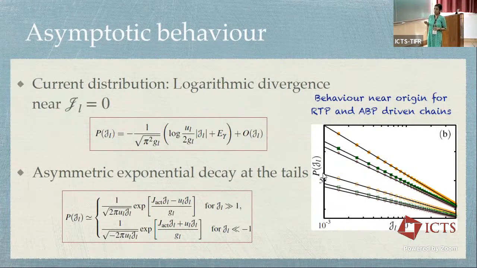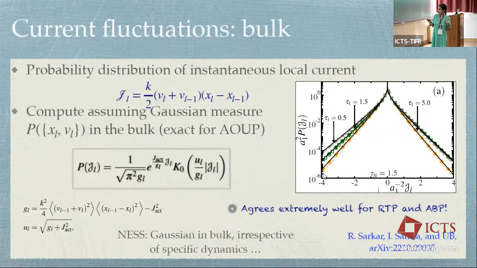And then there is an asymmetric exponential decay at the tail. It has to be asymmetric because there is an average current flowing through the system, so the distribution of current cannot be symmetric. Here are the expressions, and these also match quite well. As you can see from this semi-log plot, the tails are also matching quite well. So probably there are some signatures of the specific driving for large deviations. But as far as the typical fluctuations go, it seems like the system doesn't know exactly what kind of drive we are using.